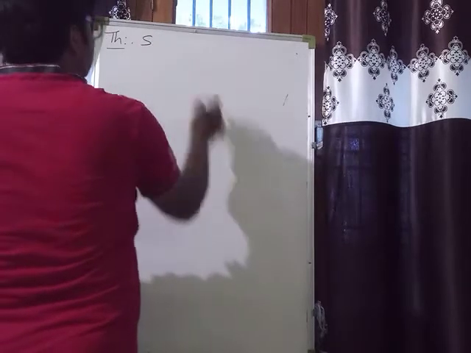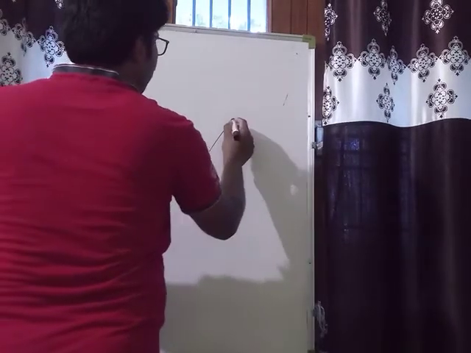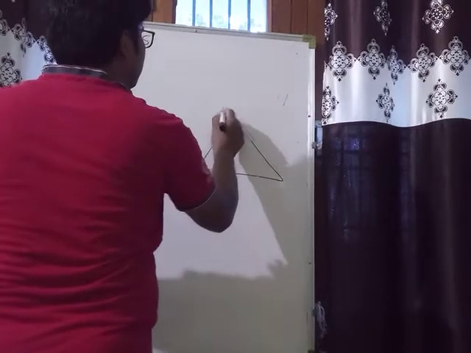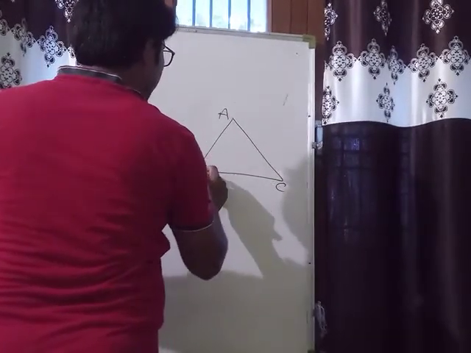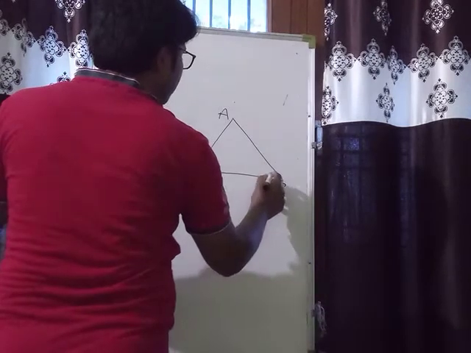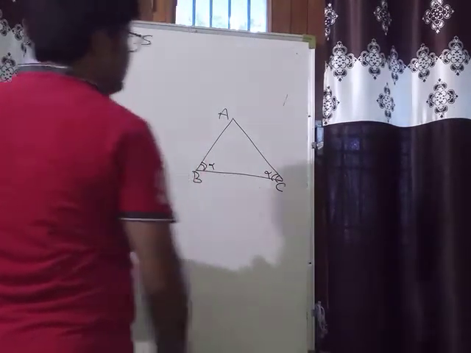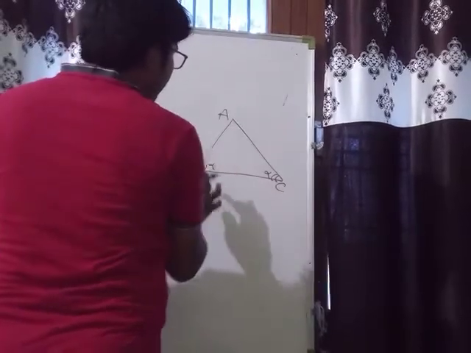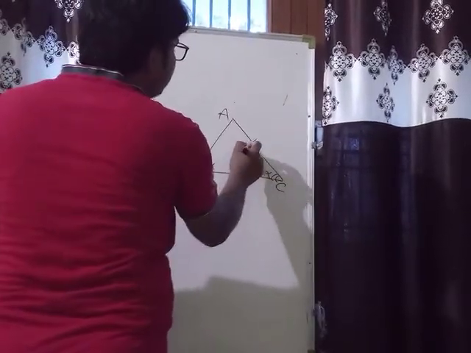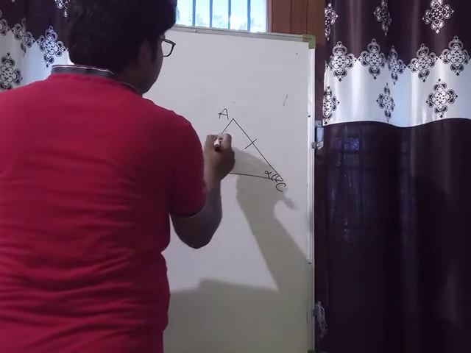Sides opposite to, see in this triangle ABC, what is given here? Angle B is equal to angle C. These two angles are equal. We have to prove sides opposite to them. Angle B के opposite side AC will be equal to angle C के opposite side AB.